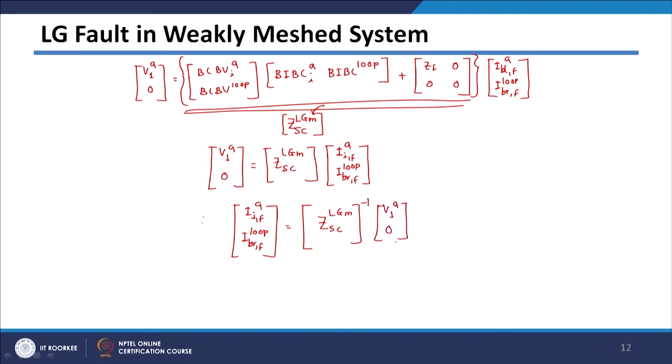In this case, since this is the voltage of the first node and 0, this part of the matrix is known. If you observe, this consists of the BCBV matrix and BIBC matrix, which can be formed using your network data as well as impedance data and fault impedance. So to calculate this ZSC LG for LG fault in mesh system, we need this data here, which is available, and we can easily calculate it, and from that you can easily calculate your fault currents for LG fault in weakly mesh system.